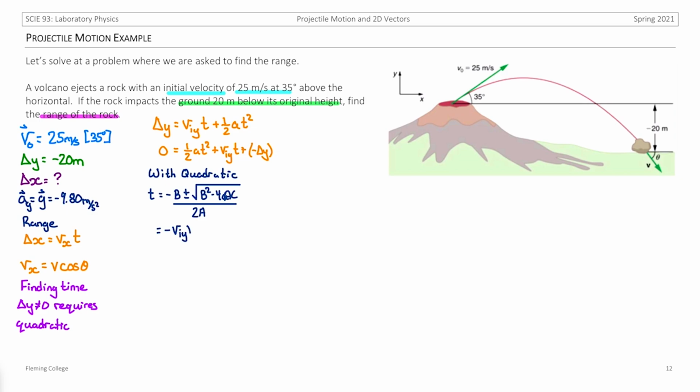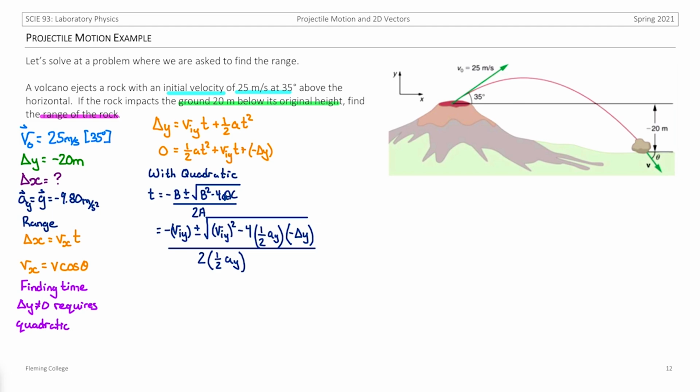So first we get negative of the initial velocity in the y component. We will take plus or minus the square root of, inside of here, the initial velocity in the y component squared. Subtract from that 4 multiplied by 1/2 of the acceleration in the y direction, multiplied by, be careful about the sign here, negative of the displacement in the y direction. And underneath all of this, we're going to take 2 multiplied by 1/2 of the acceleration in the y component.